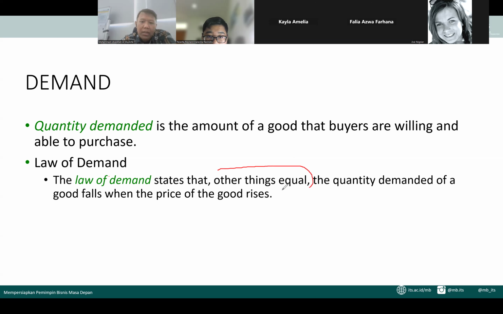everything being equal, or other things equal. You remember the word ceteris paribus? Last week I spoke about the meaning of ceteris paribus. So what does it mean? Ceteris paribus means other things being constant or other things being equal. The quantity demanded of a good falls, decreases, when the price of the good rises.